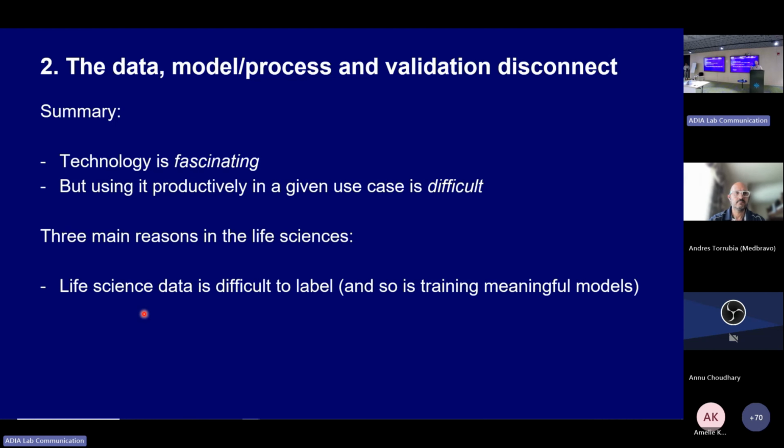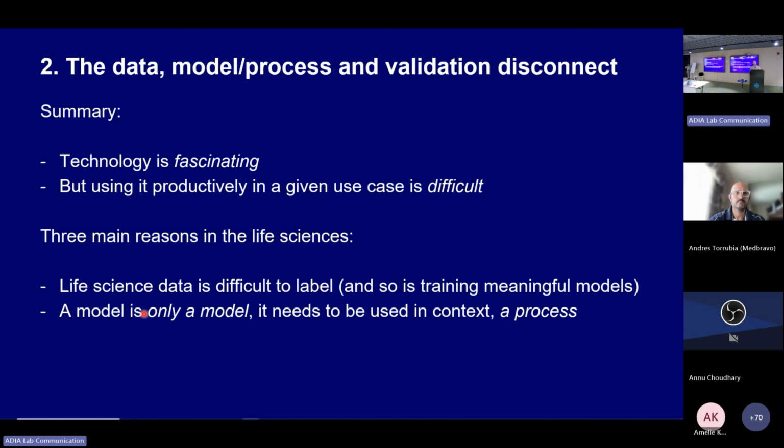Life science data is very difficult to label, and if you build a machine learning model, a supervised model, but in some sense also an unsupervised model, because if you cluster your data, at some stage, if you make a decision, you always need to have a threshold. So at some stage, you always need to come to quantitative or qualitative labels. So it applies in any practical decision-making case. Life science data is difficult to label, and hence training meaningful models is difficult.